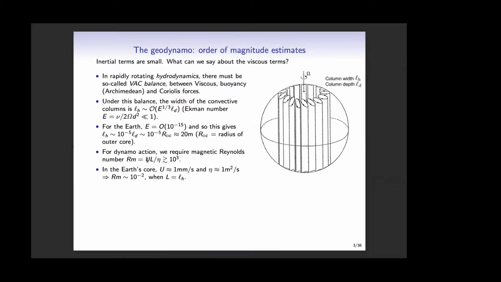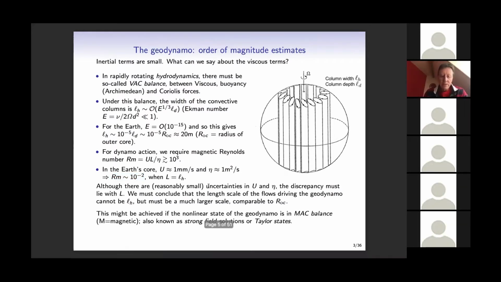If you take the U that we know from the Earth and you take L as LH, then this is a very small number. It's 10 to the minus 2. And that's 5 orders of magnitude shy of what you need for a dynamo. And you can argue that we don't know eta all that well and we don't know U all that well, and that is true, but you've got to make up 5 orders of magnitude. And so there's something wrong. The Earth has a magnetic field, so the Earth certainly has a dynamo, that much we know for sure. And so what's gone wrong in this argument?